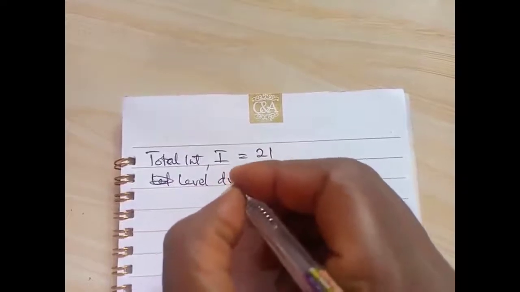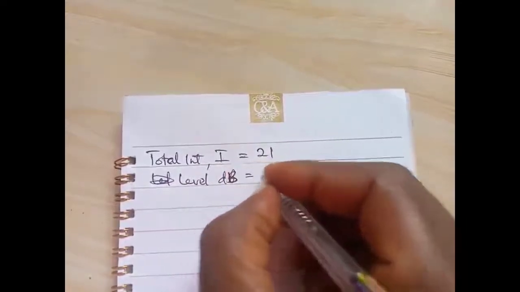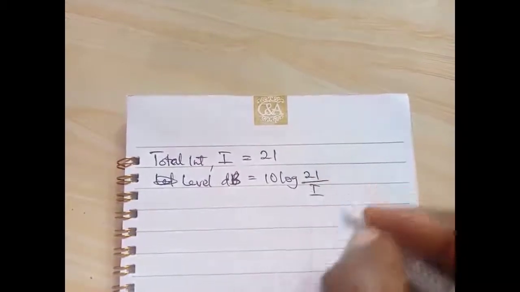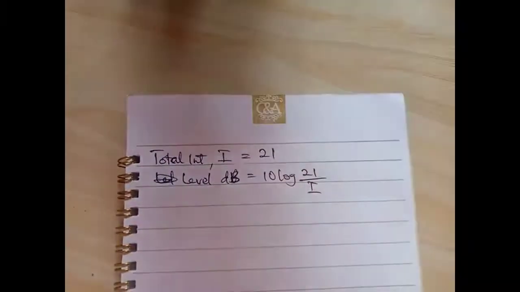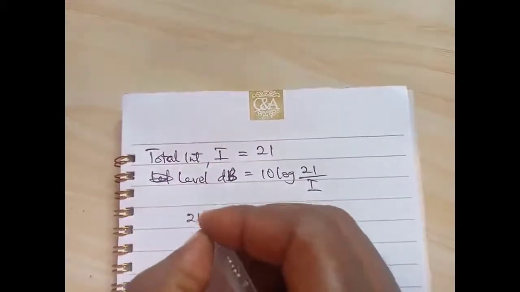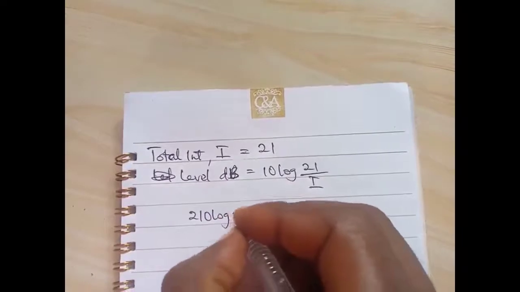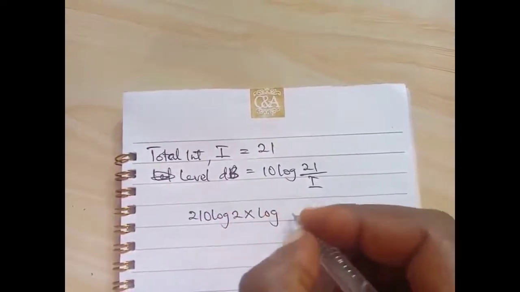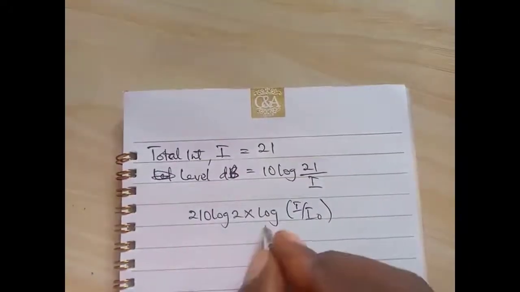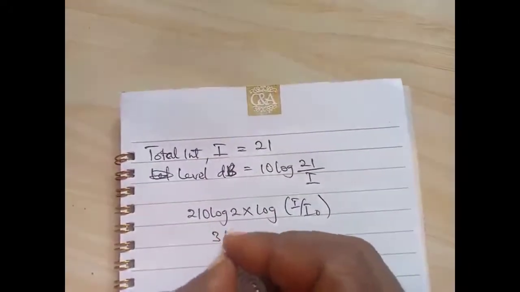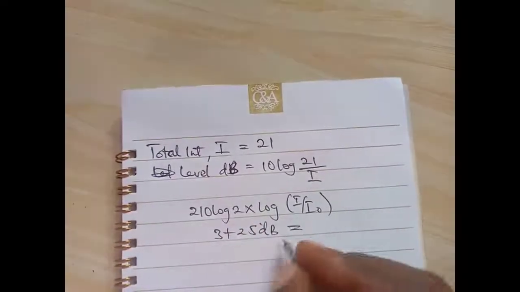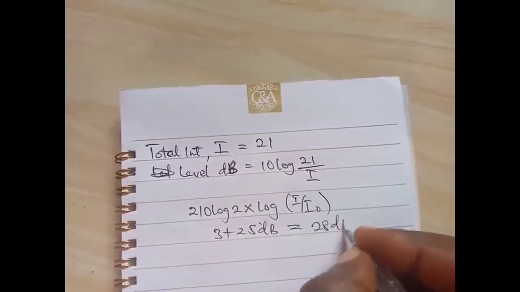of decibel is 10 log 2I over I naught, which will give us 10 log 2 plus log I over I naught. So if we resolve here, we're going to get 3 plus 25 decibel, which is a total of 28 decibel.